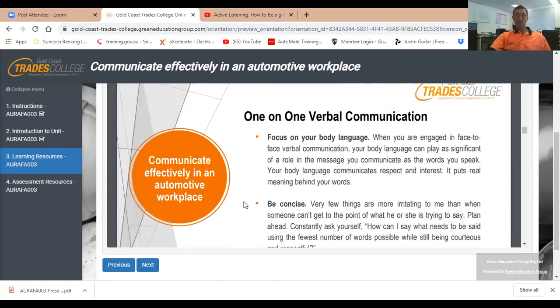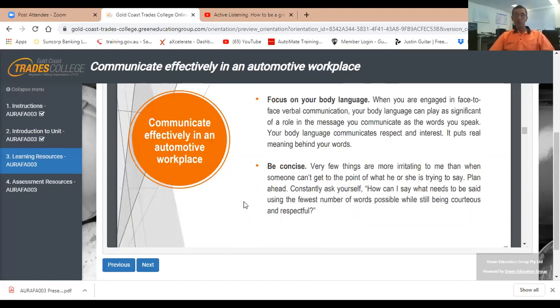One-on-one verbal communication, continuing to focus on your body language. When you're engaged in face-to-face verbal communication, your body language can play as significant a role in the message you communicate as the words you speak. Your body language communicates respect and interest. It puts a real meaning to your words.